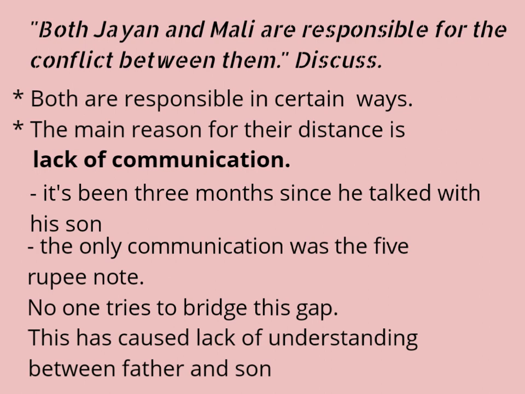One example is when cousin questions Jagan about Mali and Jagan lies to cousin because he doesn't want to reveal to the cousin that they haven't talked with each other for nearly 3 months. I think you can remember this part. And another place is where Narayan says that the only communication between this father and son is through the 5 rupee note tucked under a plate.